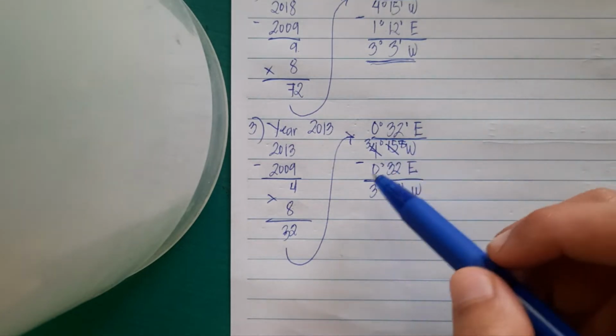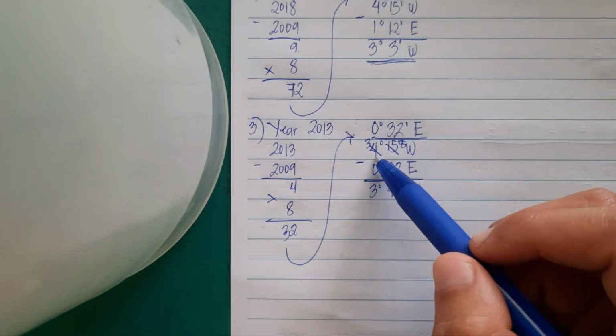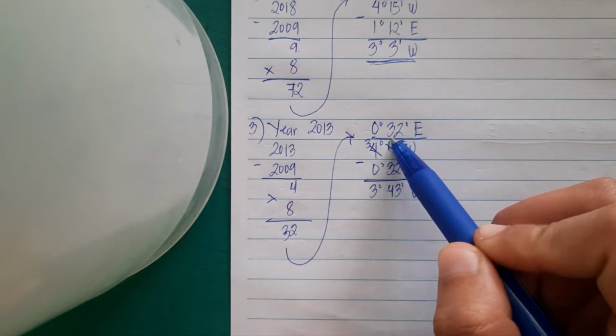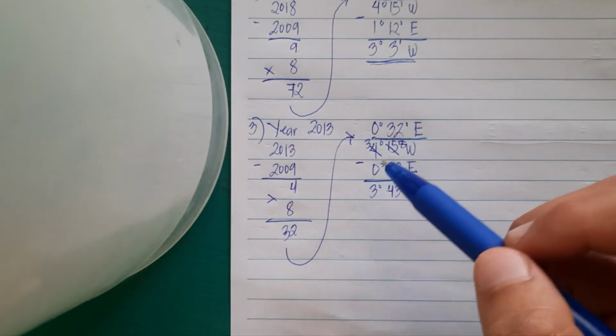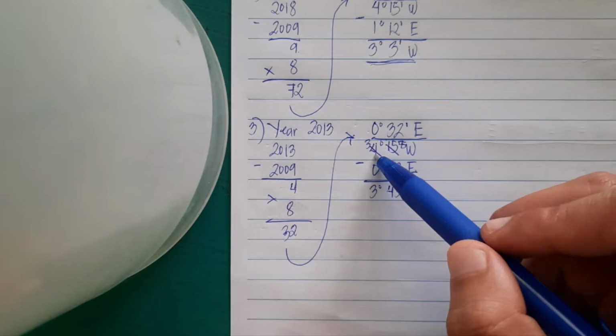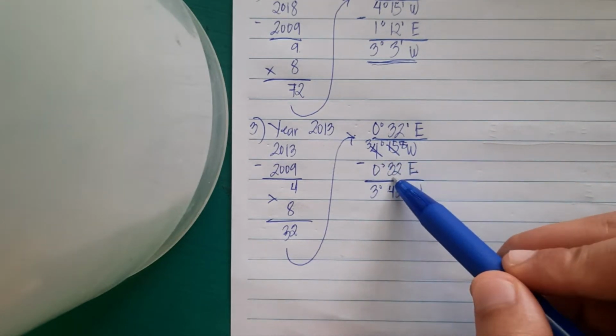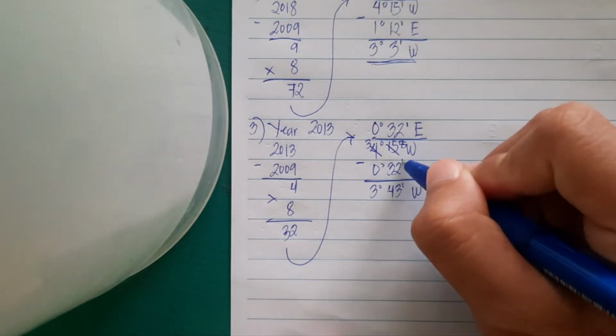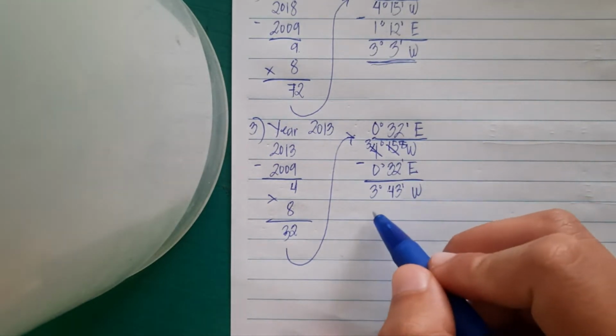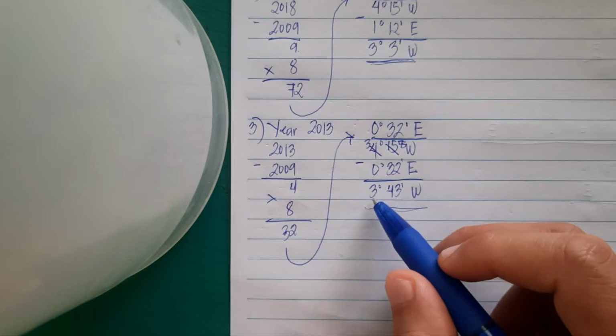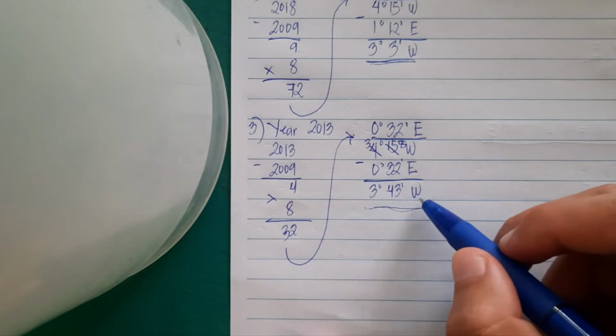Last step is, since it's still decreasing, we will subtract 4 degrees and 15 minutes west minus 0 degrees and 32 minutes east. So the compass variation is 3 degrees and 43 minutes west.